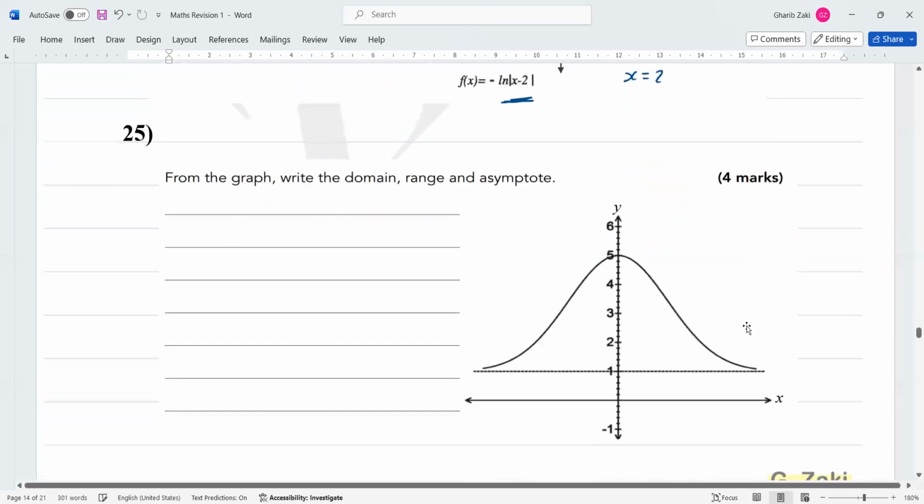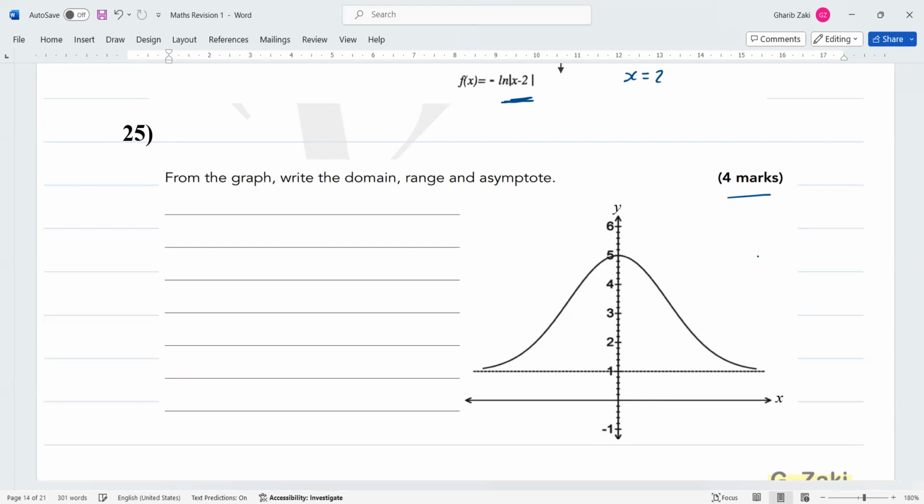Next. Now, that question, can you see, has 4 marks. What is the domain? The domain is the values of x. The curve going to infinity in both sides. So the domain is x belongs to R. No problem. X can take positive value or 0.